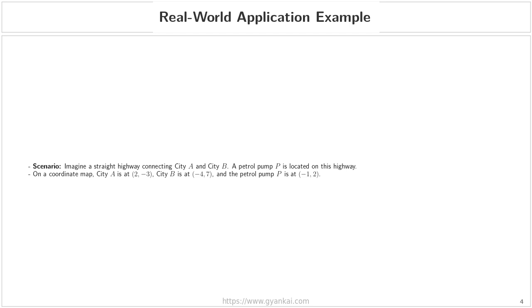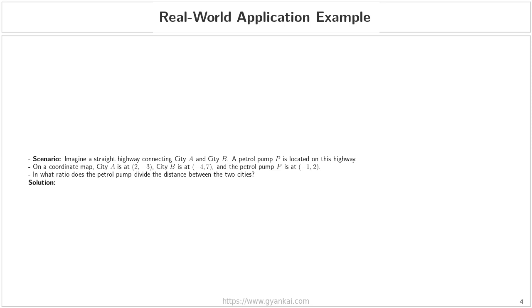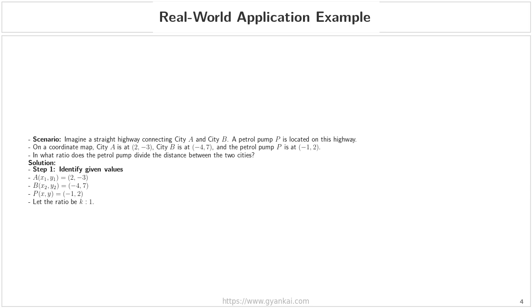On our coordinate map, City A is located at the coordinates 2, -3. City B is at -4, 7, and the petrol pump P is positioned at -1, 2. Our objective is to determine the ratio in which the petrol pump divides the distance between these two cities. To solve this, let us follow the systematic approach we just discussed. Step 1, we must identify our given values. From our coordinates, point A with x sub 1 and y sub 1 is 2, -3.